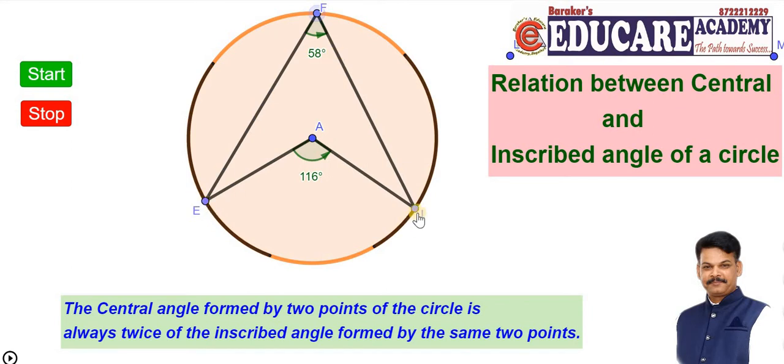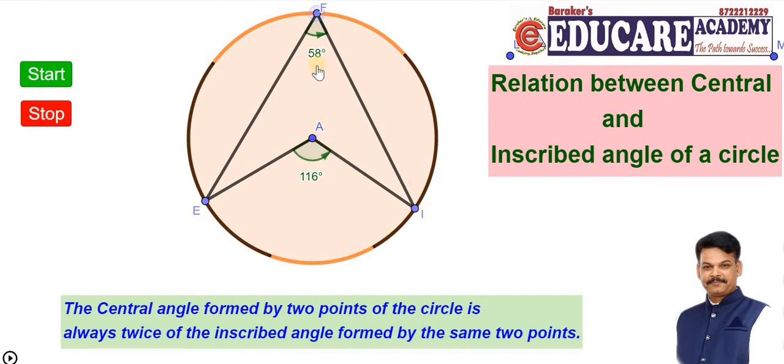Now when such two angles are created with the help of the same two common points, with the help of an arc or with the help of a chord, then there exists a relationship between these two angles. The central angle formed by such two points will always be twice the inscribed angle. Hence, with this GeoGebra application, I am going to show you how the relationship stands.